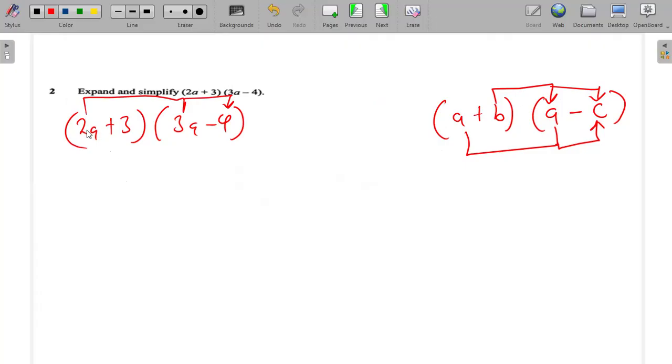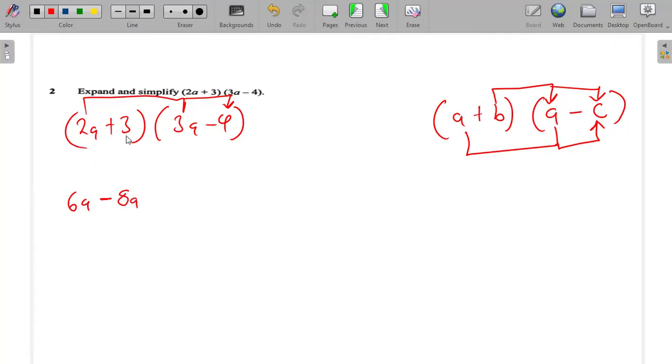So what's 2a multiplied by 3a? We're going to get a 6a, isn't it? Then what's 2a multiplied by negative 4? Know that you're going to get a negative sign. So 2 times 4 is 8, isn't it? So we're going to get a negative 8 together with the a there. So we get a negative 8a, right? So we are done with the 2.